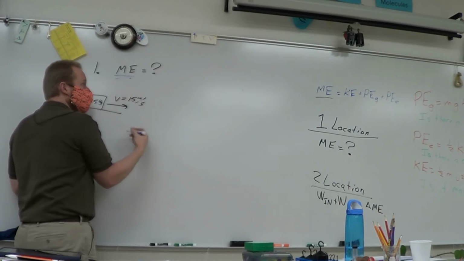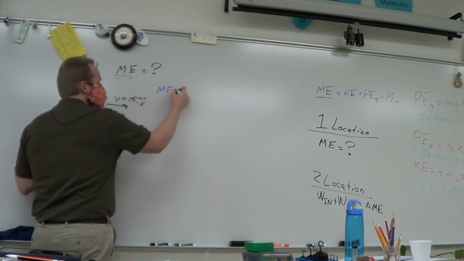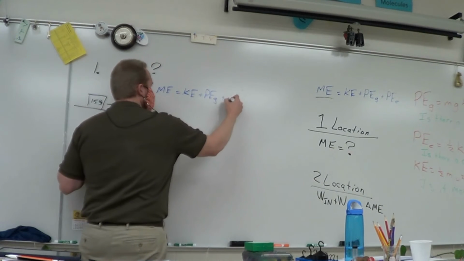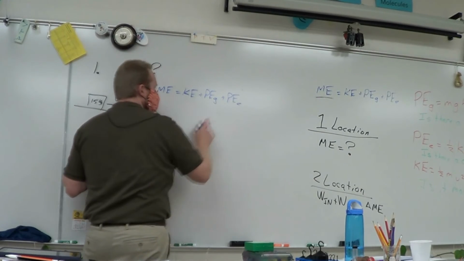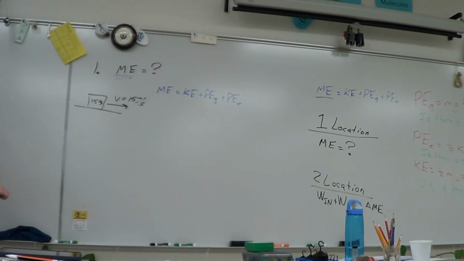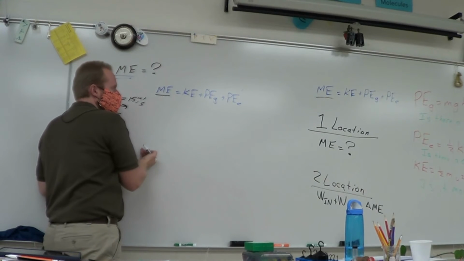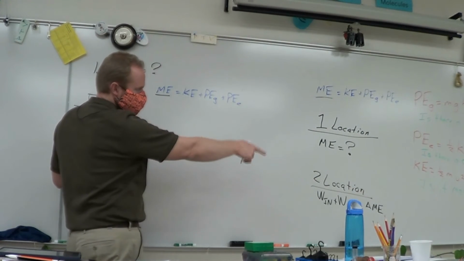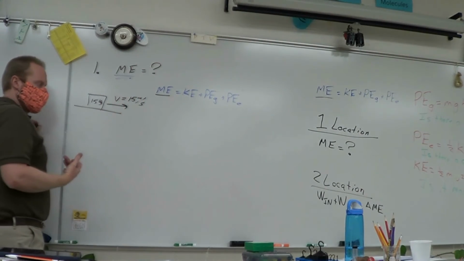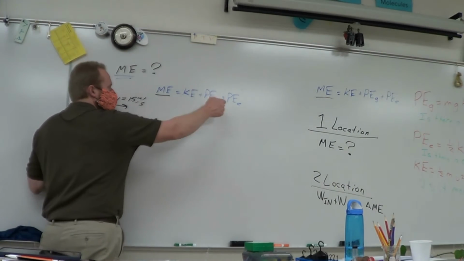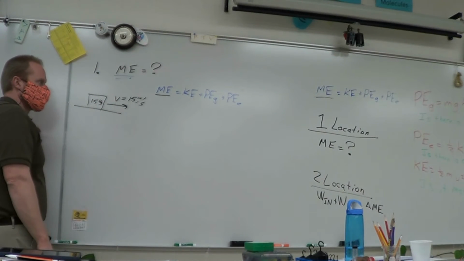So the equation we use to solve for ME is ME is equal to KE plus PEG plus PEE. So that's the equation we're going to be solving for. So we go through our 3 types of energies. We ask ourselves the questions that go along with it, and they're intended to be yes/no questions. If the answer is yes, we keep it. If the answer is no, we cross it off because the value of that is 0.